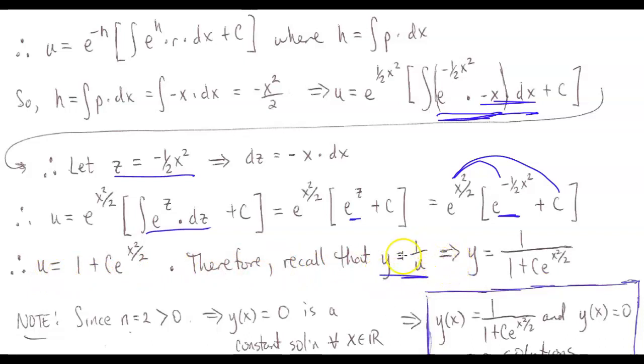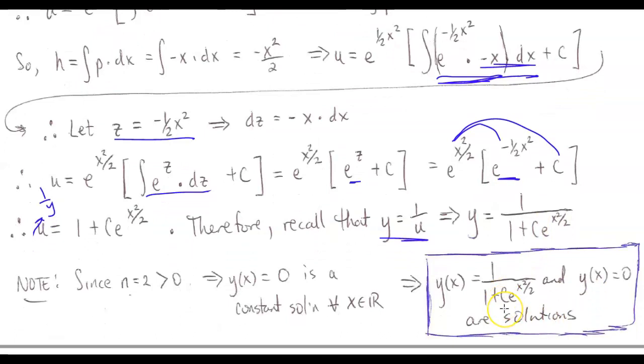And so for here, I know that because u is the same as 1 over y, then that means y is the same as 1 over u. And so that's why y ends up being 1 divided by 1 plus C e raised to the x squared divided by 2. And of course, finally, like I said before, since n is equal to 2, which is greater than 0, we have a constant solution of y equals 0. And so these are our solutions to our differential equation here, our Bernoulli equation here.